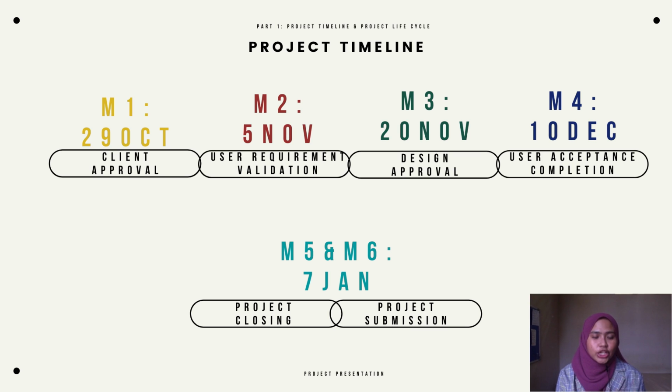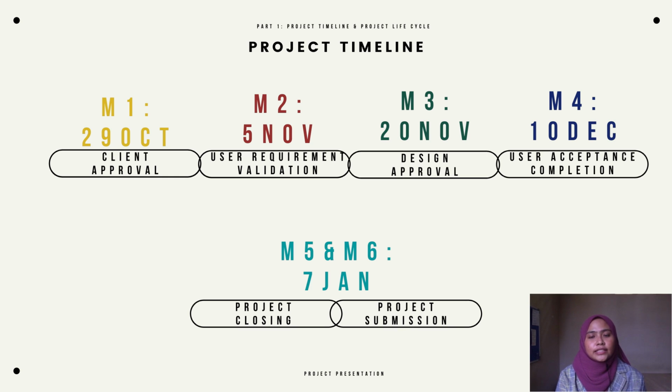So for the first part, which is project timeline and project life cycle, basically there are 6 milestones that we need to reach. The first milestone is client approval, where we need to search for a client, and after the client agrees, they sign a form to show that they're willing to become our client. In my case, it's the Secretariat of Sociology and Anthropology, which is SOCASA. The second milestone is user requirement validation, where I documented what the client has specified, what they require to be in their website.